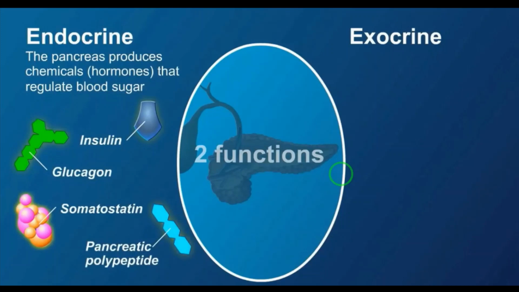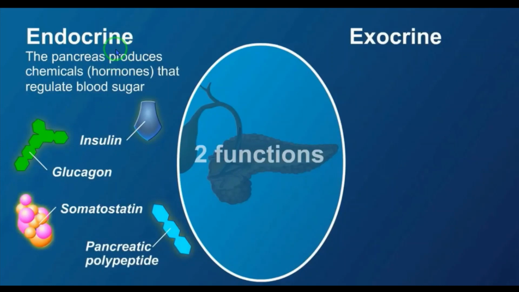Endocrine function: the pancreas produces chemicals or hormones that regulate blood sugar. The endocrine portion is made up of islets of Langerhans.